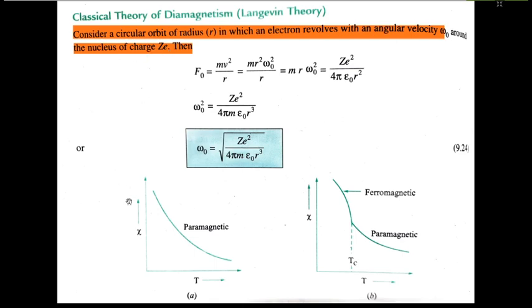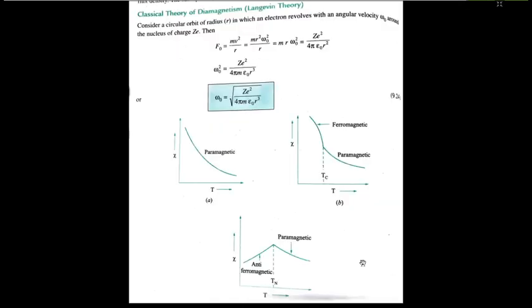Okay, so if I draw the graph of susceptibility versus temperature, it looks like an exponential decay. If I draw the graph of chi versus T, then the portion below the transition temperature, which is the Curie temperature, shows ferromagnetism, but above TC the material will represent paramagnetism. So ferromagnetism below TC and paramagnetism above TC.